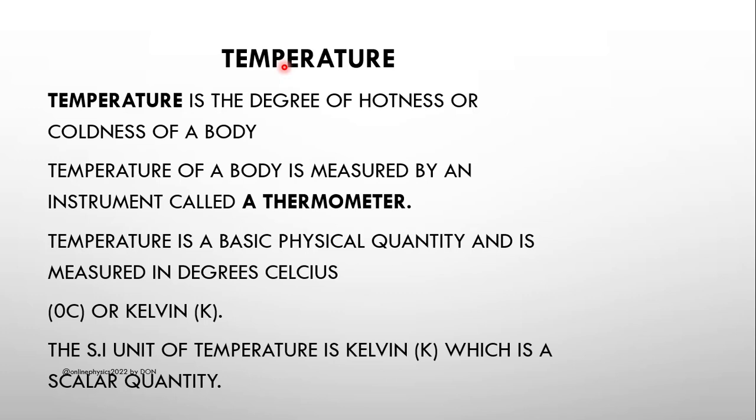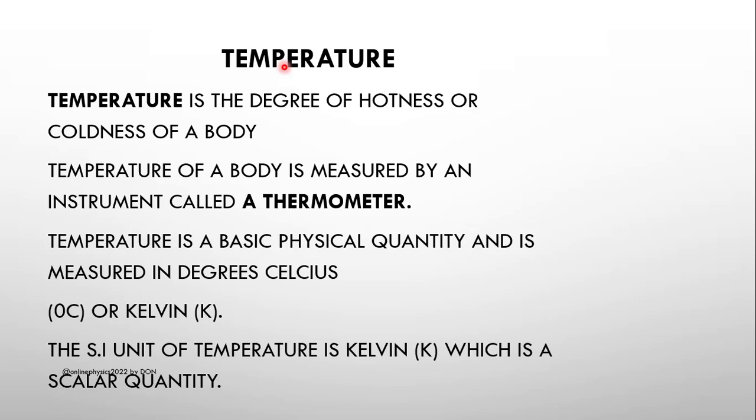Temperature is the degree of hotness or coldness of a body. So for us to be able to tell somebody that we are talking about temperature, we must be able to give the degree of hotness or coldness of a body or an object. Temperature is measured by an instrument called a thermometer. We have different types of thermometers, and we are going to look at them as we move on.